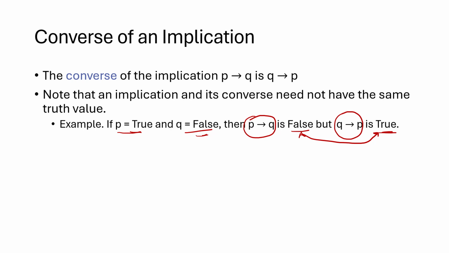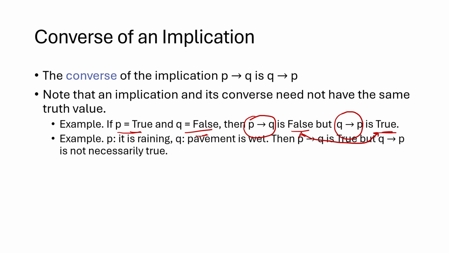Now, to put this into a context, let's replace P and Q with actual statements. So P is the statement, it is raining, and Q is the statement, the pavement is wet. In that case, the first implication, if P then Q, says if it is raining, then the pavement is wet, which is true. But its converse says something different. It says if the pavement is wet, then it is raining, which may not be true because it could be that the pavement is wet for a different reason.